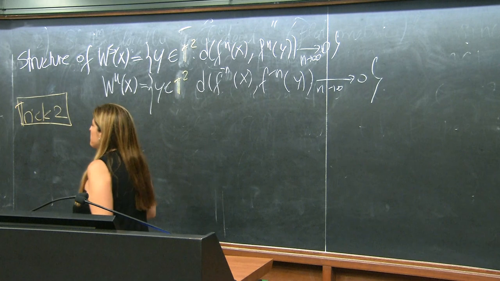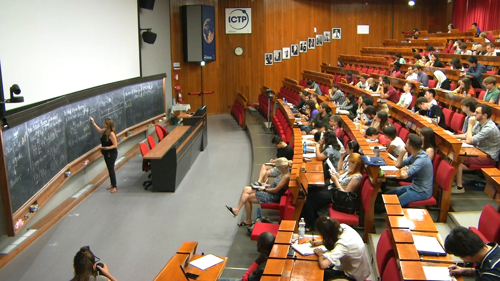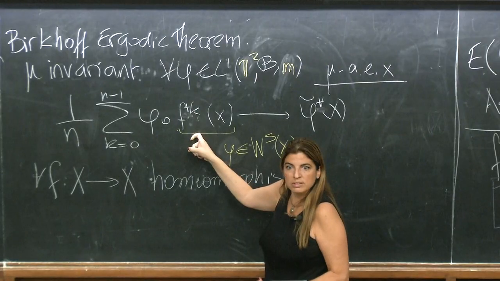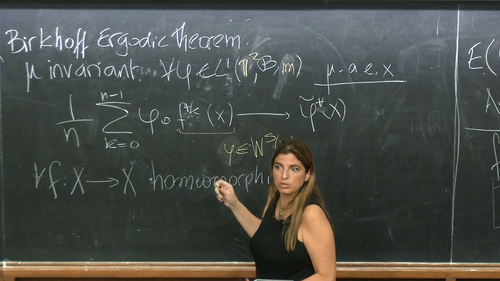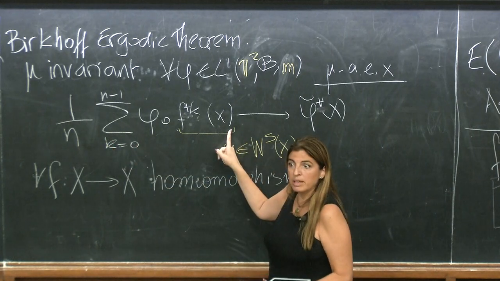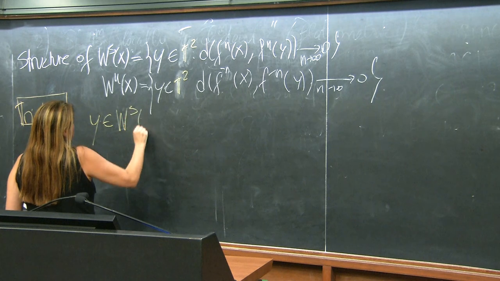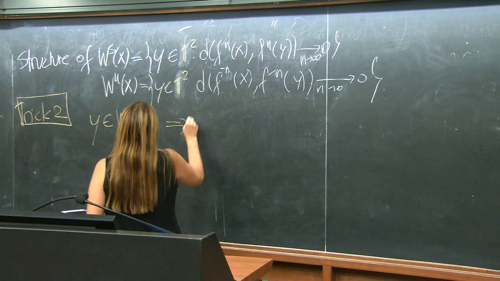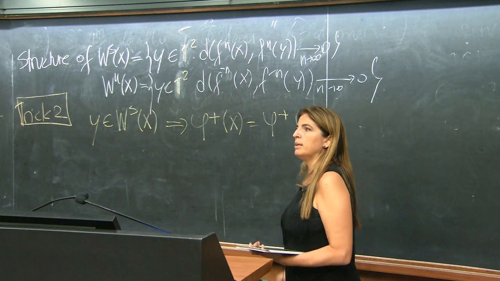Trick two is an exercise, but just think a little bit. If two points are in the same stable manifold and we iterate forward, these points get as near as we wish. So if phi is continuous, these values will be as close as we wish. And so this will have the same limit. So trick two is that if y belongs to the same stable manifold as x, then they will have the same Birkhoff forward limit.